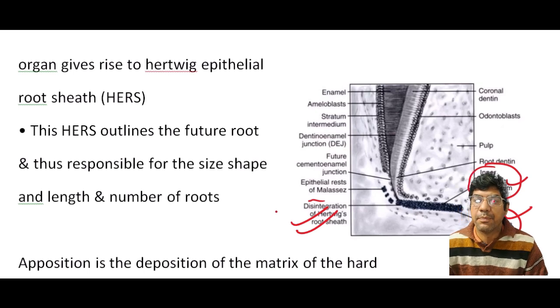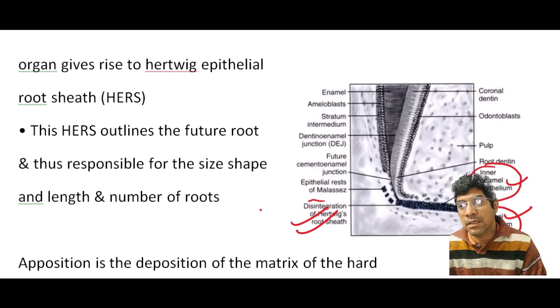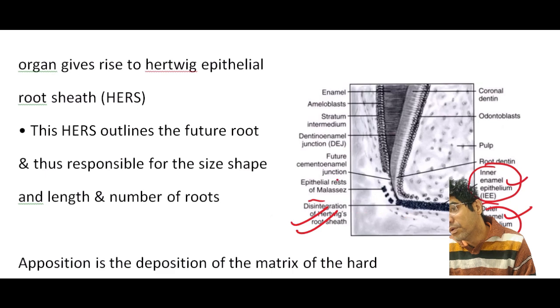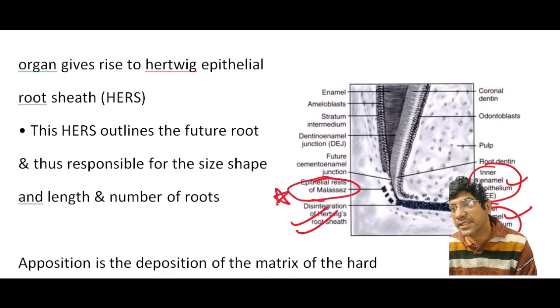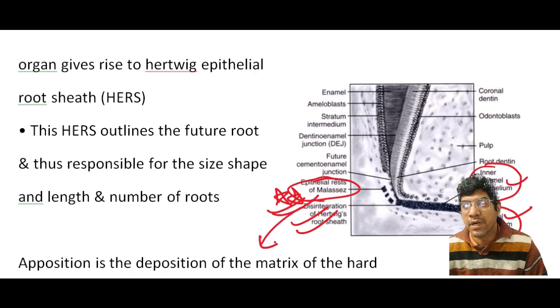As root development progresses, the Hertwig epithelial root sheath loses its structural continuity and forms a network of cells known as the epithelial rests of Malassez. That is what is important from your entrance exam point of view. These rests of Malassez are found in the periodontal ligament of the erupted tooth. Does this Hertwig epithelial root sheath play a role in multi-rooted teeth?